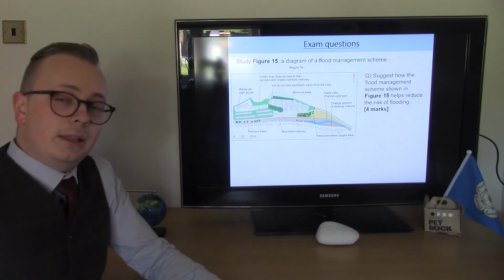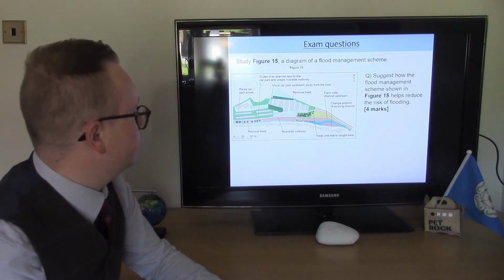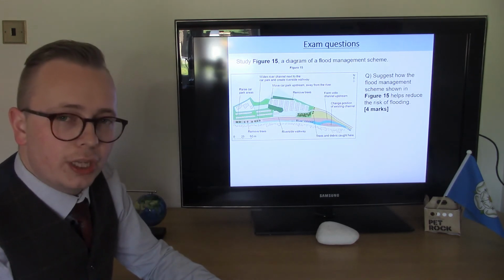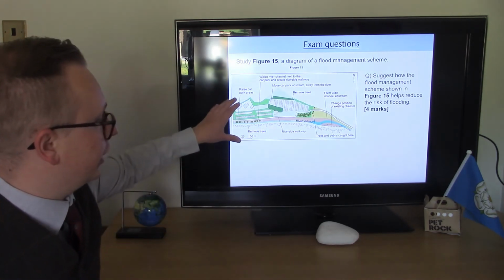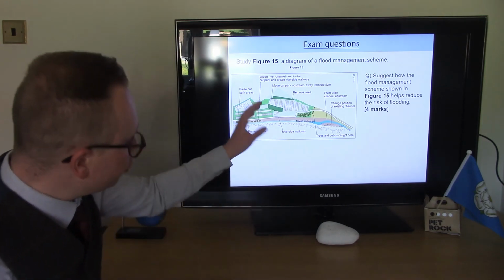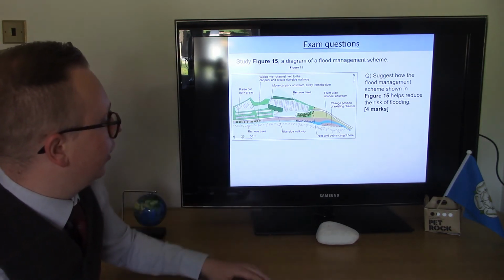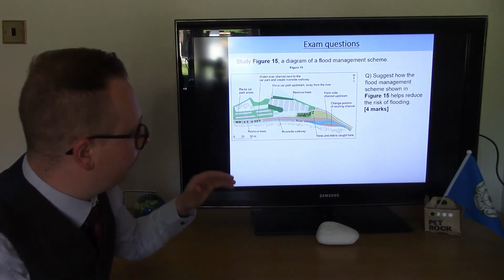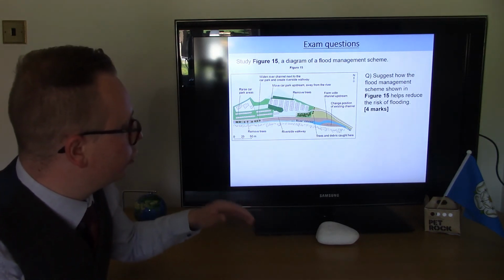And lastly, we'll take a look at a couple of exam questions. Now here's the first one. It's figure 15, a diagram of a flood management scheme. Now this one is actually from Boscastle, which is the example we're going to look at in the next video. But it doesn't tell us that in the text. We're just given the diagram. And it says, suggest how the flood management scheme shown in figure 15 helps to reduce the risk of flooding.